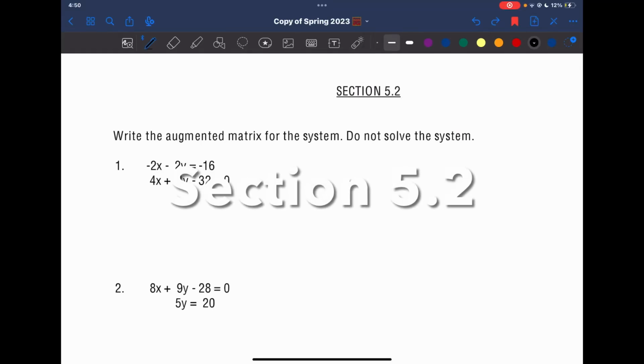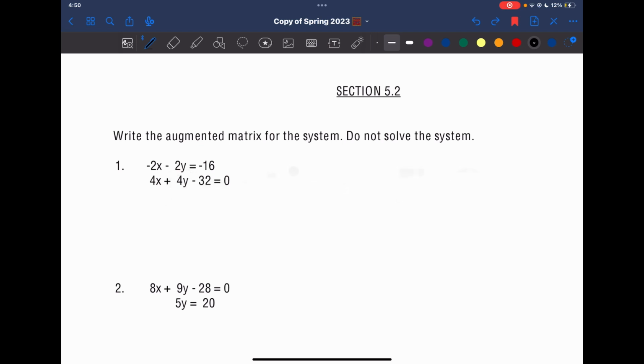Matrices, and it says write the augmented matrix for the system, do not solve the system. So this right here is going to be your system. The system is going to be made up of all these different components. So when you go across, we have a row. This is going to be row 1, and then the second equation is going to be row 2.